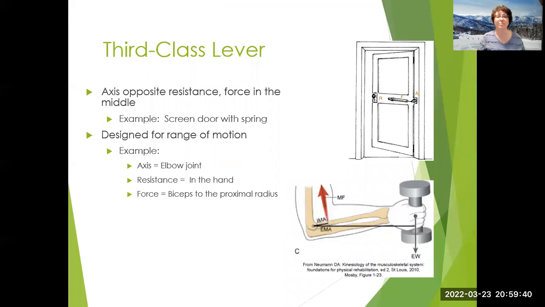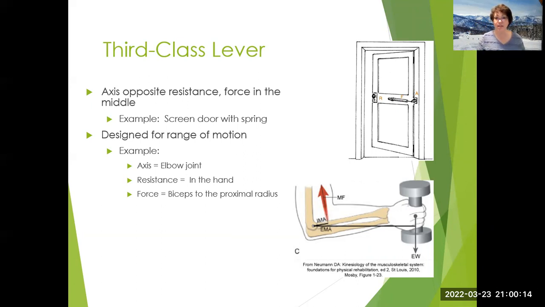Third class lever, axis is opposite the resistance, and the force is in the middle. So the non-human example is the screen door with the spring. The human example is the biceps curl, designed for range of motion. The axis is the elbow joint, the resistance is the weight in the hand, and the force is the biceps pulling up on the proximal radius. So the axis is opposite the resistance and the force is in the middle.